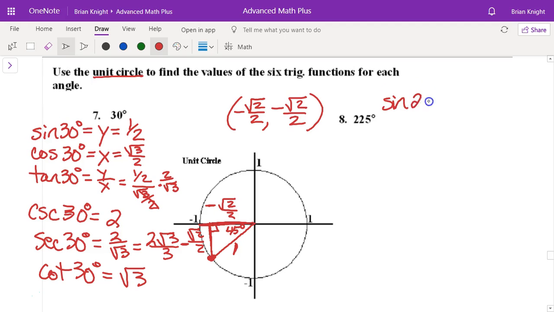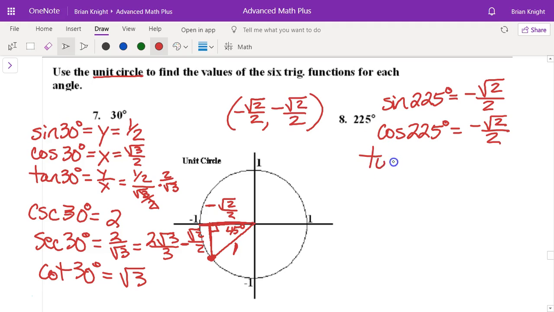Sine 225. It's y. So what's y? Negative square root of 2 over 2. Cosine of 225. It's x, which is also negative square root of 2 over 2. Tangent of 225 is y over x. If you divided those first two by each other, what do they get? 1. Positive 1. All right?